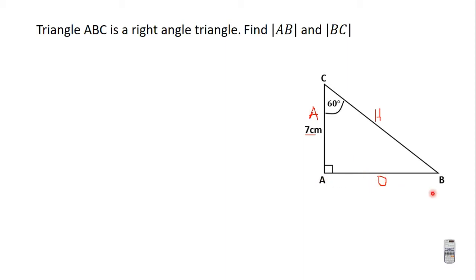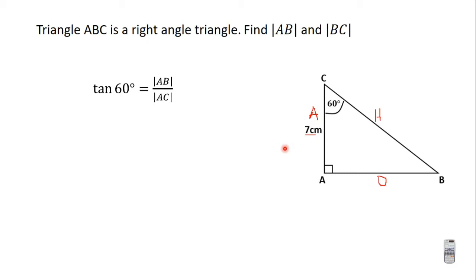Remember that we are concentrating on AB. From there, we will come to BC. So let's concentrate on AB for now. Considering 60 degrees, AB is opposite, AC is adjacent. So tan of this angle is equal to the opposite side divided by the adjacent side. So tan 60 degrees is equal to the opposite, which is AB, divided by the adjacent, which is AC.